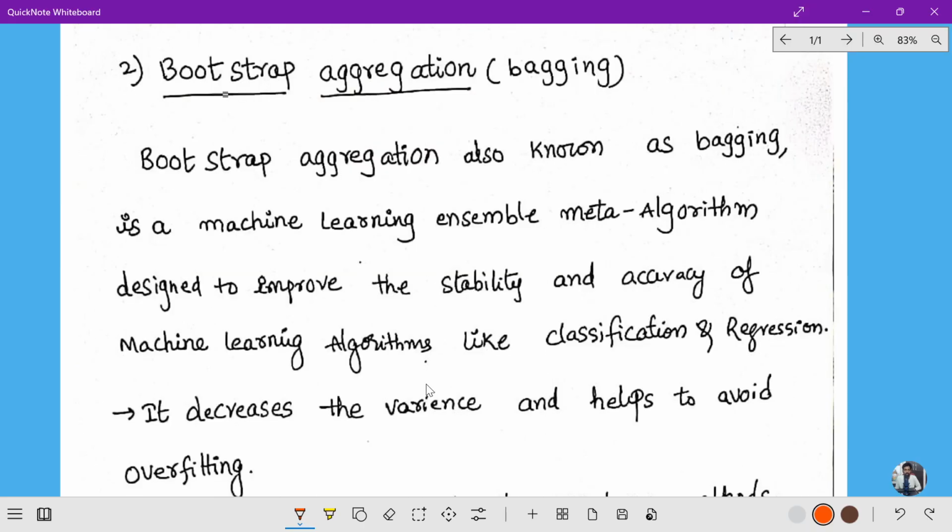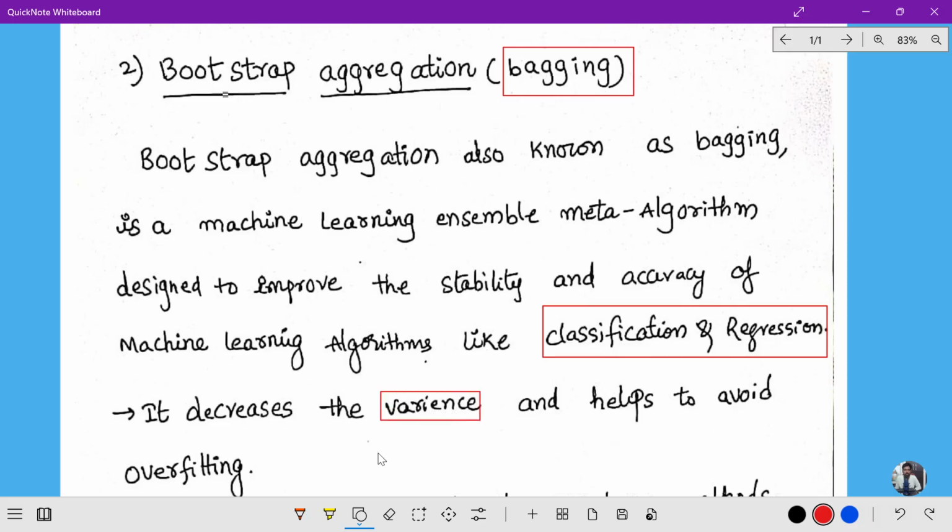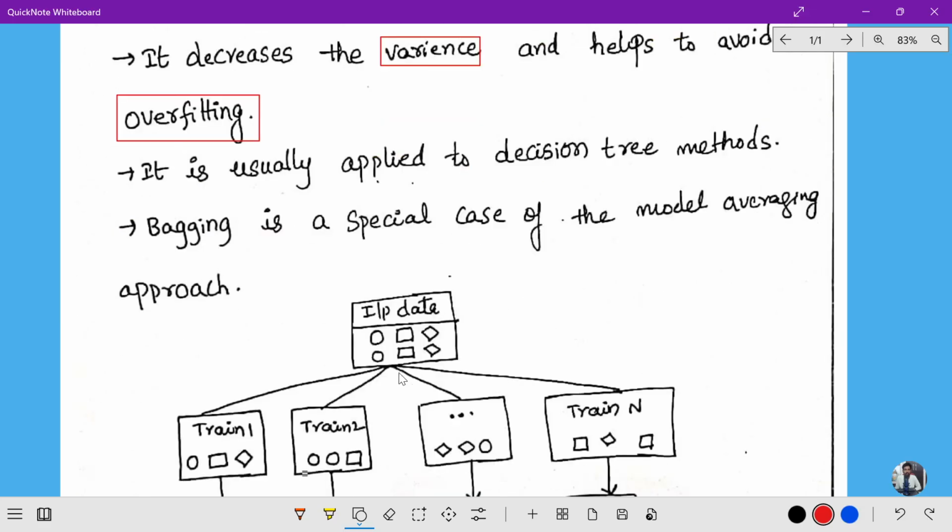Now let us go to the second one, called bootstrap aggregation, also called bagging. It is a machine learning ensemble meta algorithm designed to improve the stability and accuracy of machine learning algorithms like classification and regression. It decreases the variance and helps to avoid overfitting. It is usually applied on decision trees.